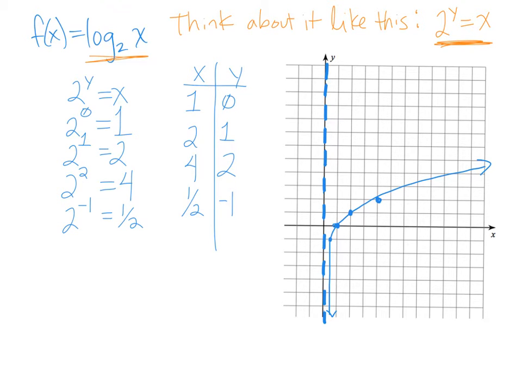Now remember, this graph is going to be the inverse of the exponential graph. So if we drew our y equals x line diagonally through there, we would be able to see that. But that's a conversation for another time. That's what we did in section 4.4, so if you want to look back there, you can see that.